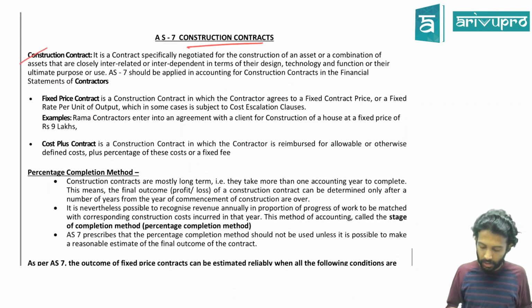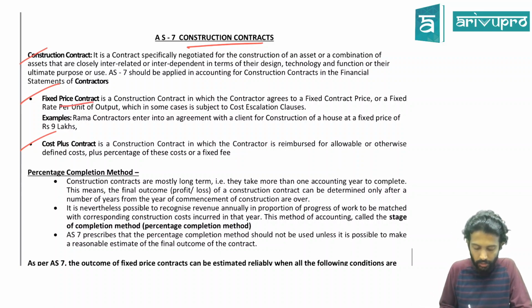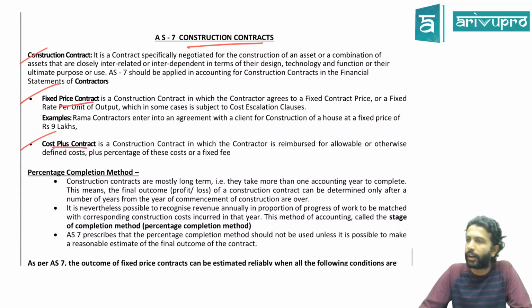For this purpose, contracts can be segregated into two types. One is the fixed price contract, another one is the cost plus contract. Fixed price contract, the name itself says it: the contract price or the consideration is fixed. I will give you 1 crore, you give me a 1 kilometer underpass. As simple as that. That is your fixed price contract.